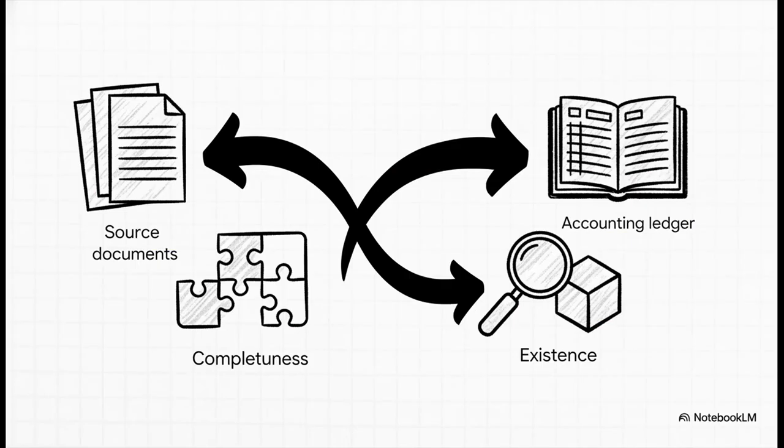And this is the beautiful simplicity of it all. It's all about choosing the right starting point to ask the right question. The population of documents you pick your sample from dictates the entire test. If you start from the source documents and go forward, you're testing for completeness. If you start from the accounting records and go backwards, you're testing for existence. It's an incredibly efficient way to audit.